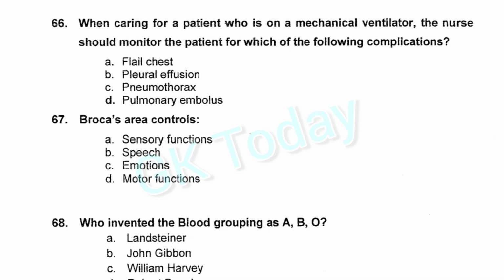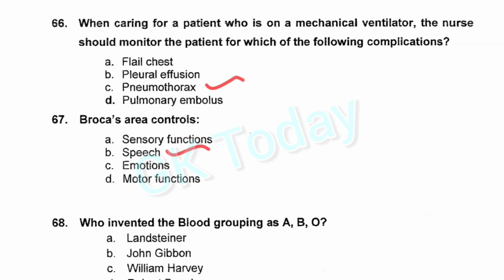Question number 66. When caring for a patient who is on a mechanical ventilator, the nurse should monitor the patient for which of the following complications? Correct answer is option C, pneumothorax. Question number 67. Broca area controls, correct answer is option B, speech. Question number 68. Who invented the blood grouping as ABO?